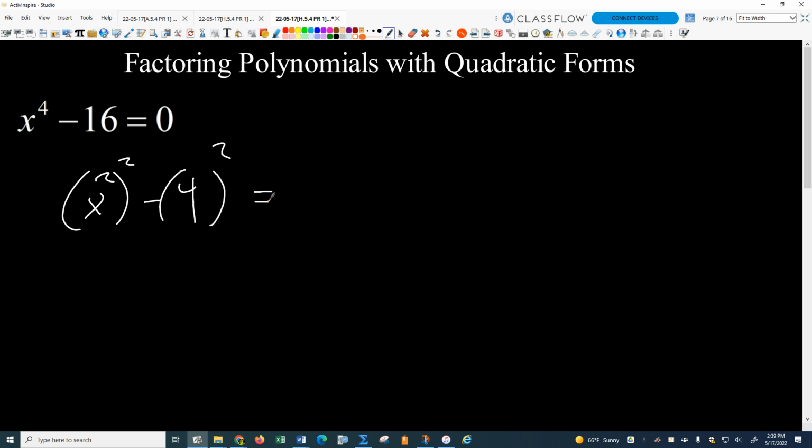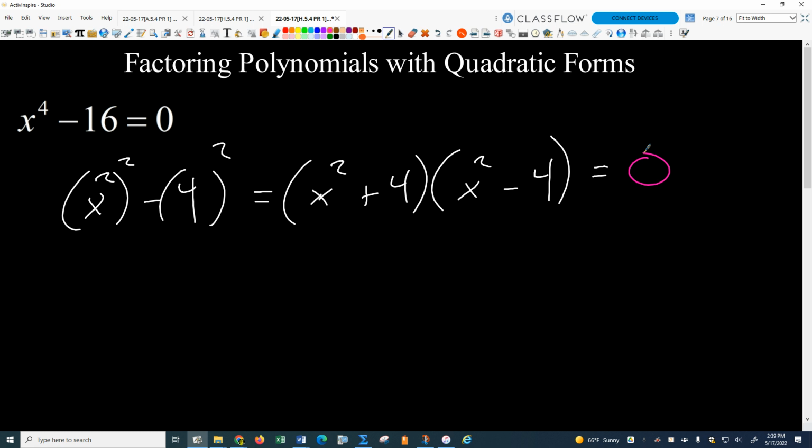Okay, so the difference of squares pattern is what? That's my A and that's my B. So I get A plus B times A minus B, right? x squared plus 4 times x squared minus 4. And I want to know when does that whole thing equal 0. Well, now I've got it down to where I've got quadratic factors. As soon as I get to quadratic factors, I can set them equal to 0 and solve. I can either choose to factor further or not. And in this case, I can't even factor further, right?